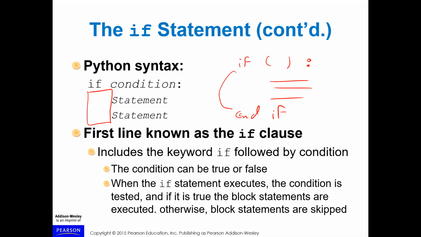The first line, known as the if clause, includes the keyword if followed by the condition. The condition can be true or false. When the if statement executes, the condition is tested, and if it is true, the block statements are executed. Otherwise, the block statements are skipped. You can see that there in this example.